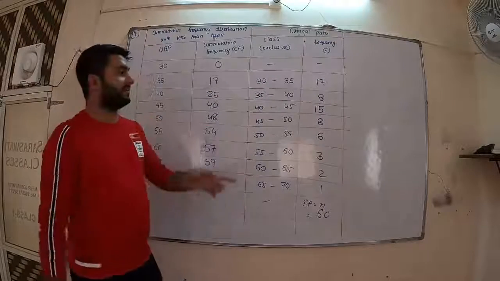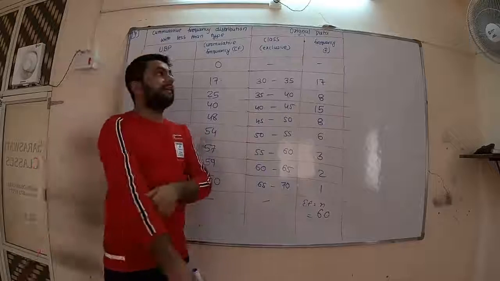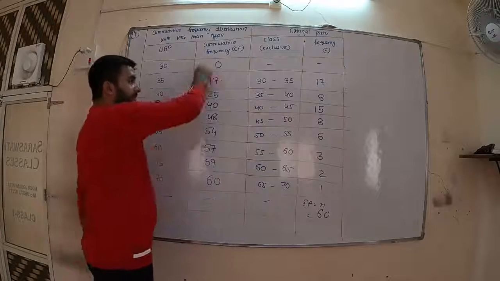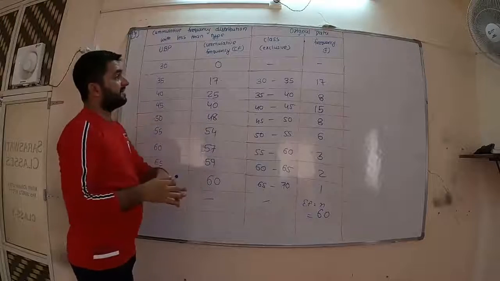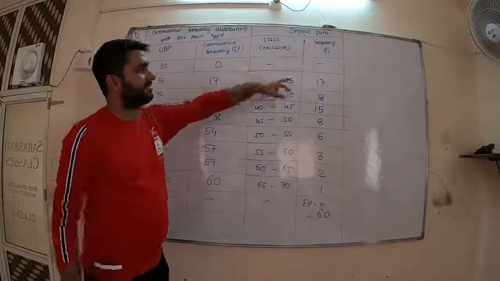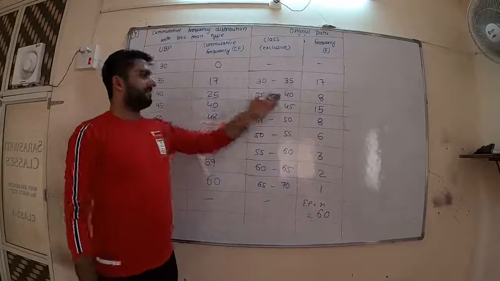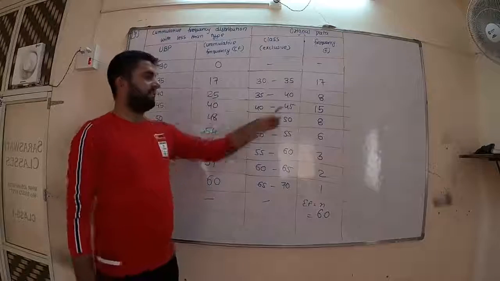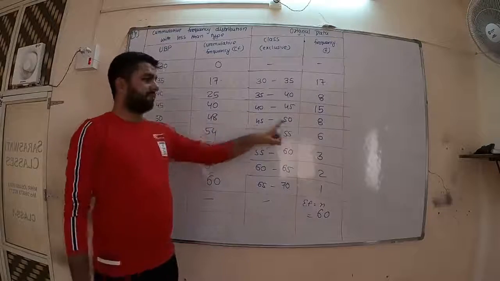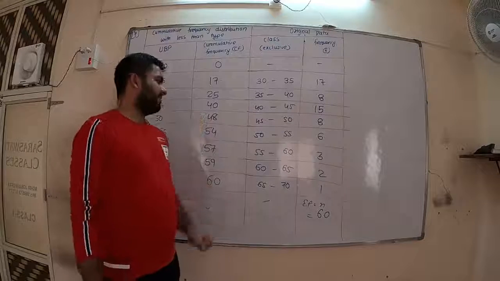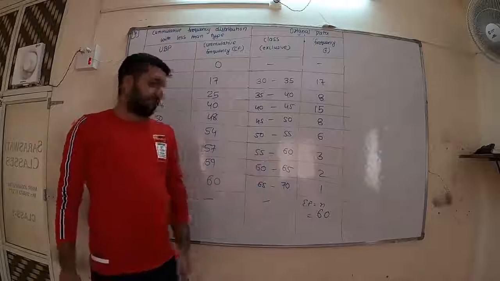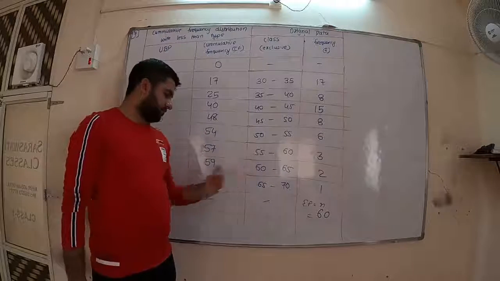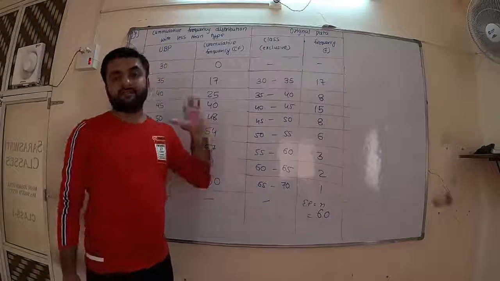Again, if you are having less than type, then here will be dash. If you are having more than type, then the downside will be dash. And again, for more than type, you have to subtract from up to down. But in less than type, from down to up. 17 minus 0, 17. 25 minus 17, 8. 40 minus 25, 15. 48 minus 40, 8. 54 minus 48, 6. 57 minus 54, 3. 59 minus 57, 2. 60 minus 59 is 1.